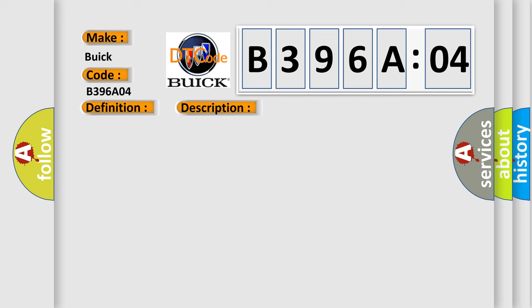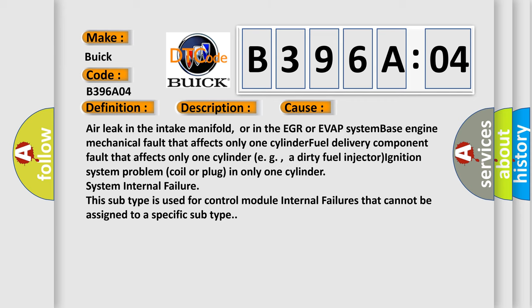This diagnostic error occurs most often in these cases: air leak in the intake manifold, or in the EGR or EVAP system, base engine mechanical fault that affects only one cylinder, fuel delivery component fault that affects only one cylinder, e.g., a dirty fuel injector, ignition system problem, coil or plug in only one cylinder, system internal failure. This subtype is used for control module internal failures that cannot be assigned to a specific subtype.